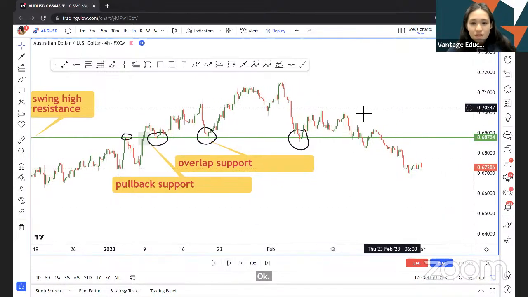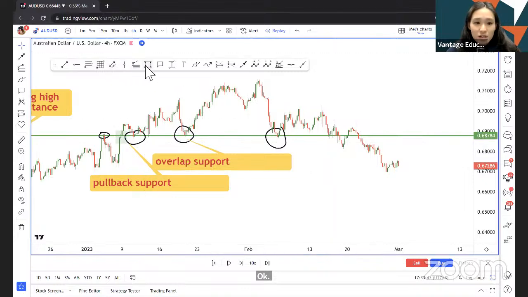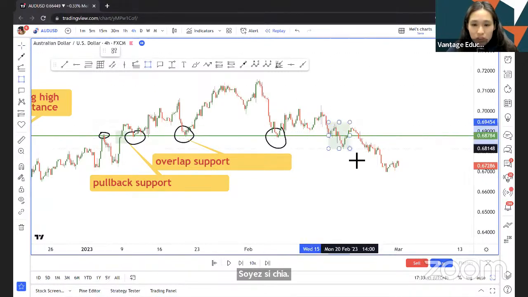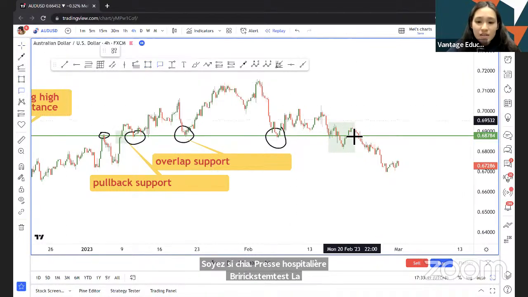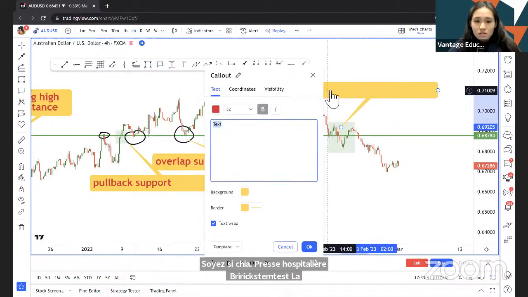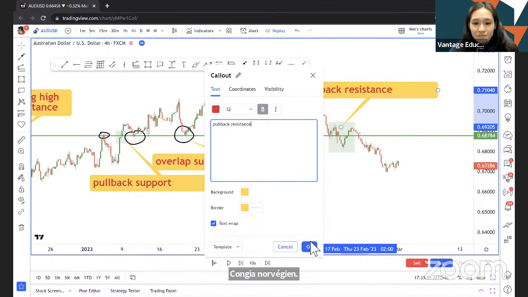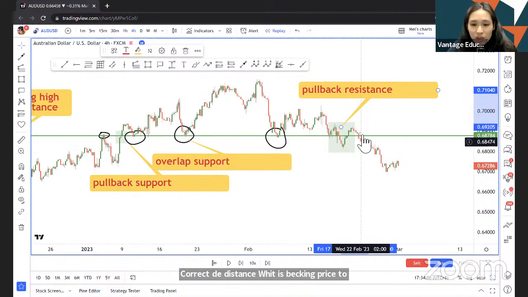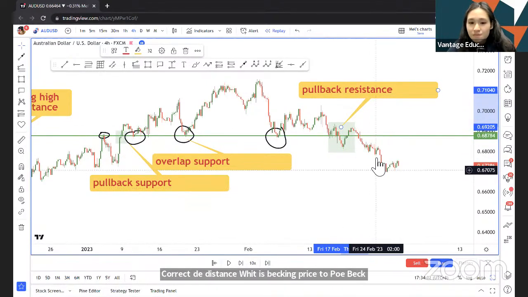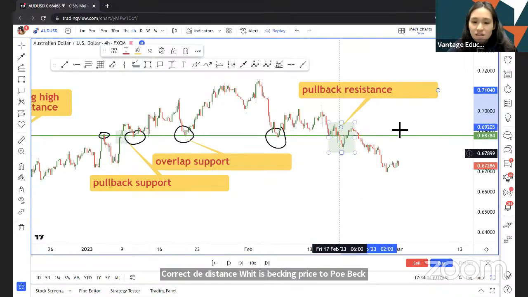So you see here, once price breaks through this level here, now it is a pullback resistance. Why? Because we're expecting price to pull back and bounce off of this level or continue to test this level.